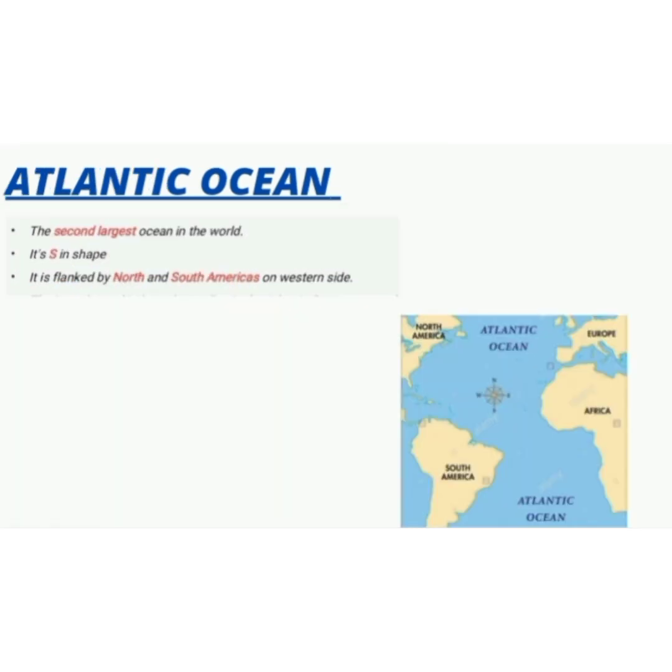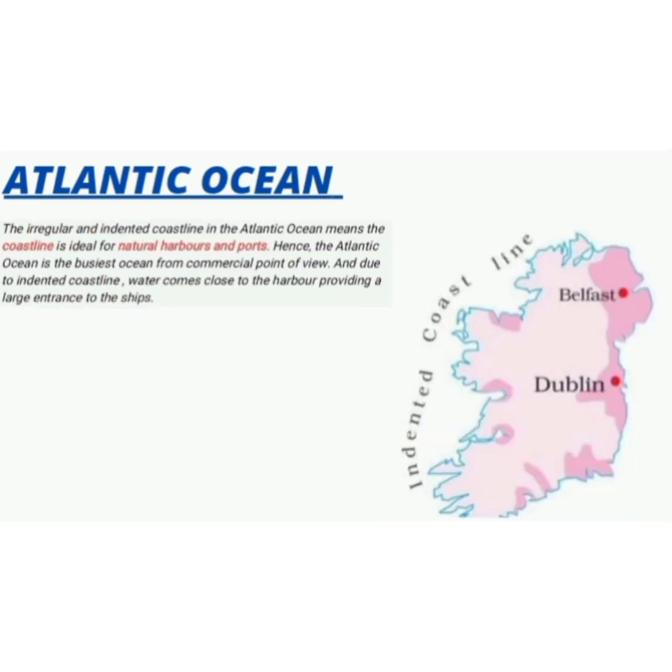Now we will study about the Atlantic Ocean, the second largest ocean in the world, and it is S in shape. It is flanked by North and South America on the western side. The irregular and indented coastline of the Atlantic Ocean means the coastline is ideal for natural harbors and ports. Hence, the Atlantic Ocean is the busiest ocean from a commercial point of view. And due to the indented coastline, water comes close to the harbor, providing a very large entrance to the ship.